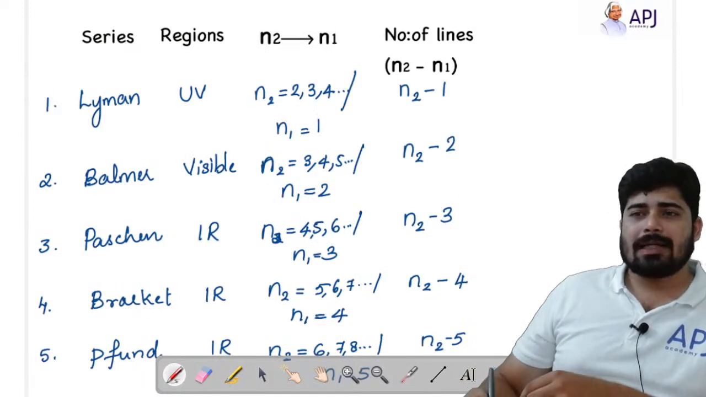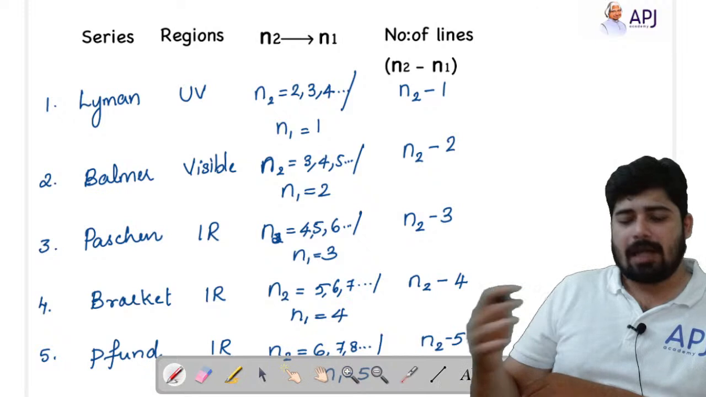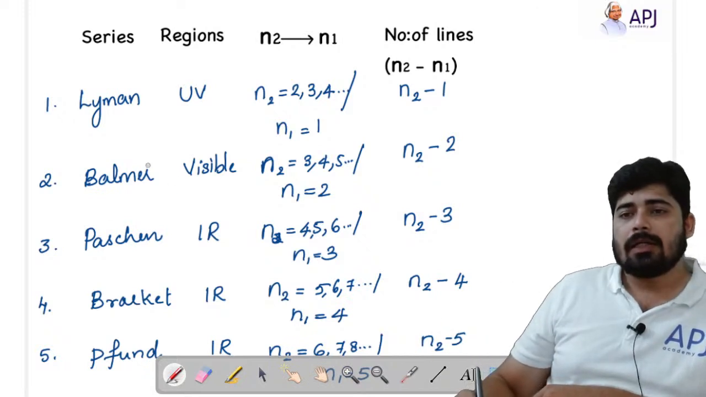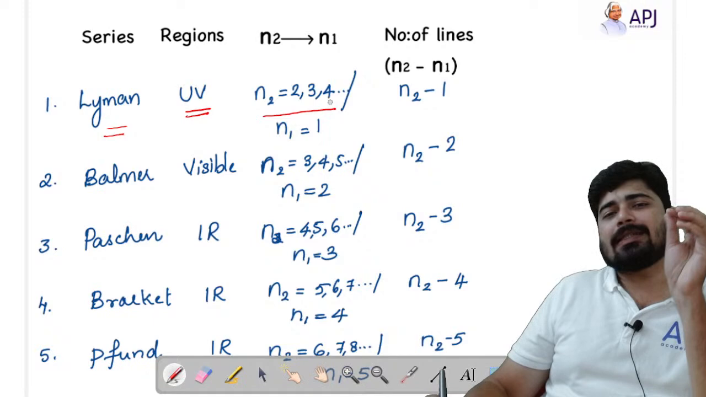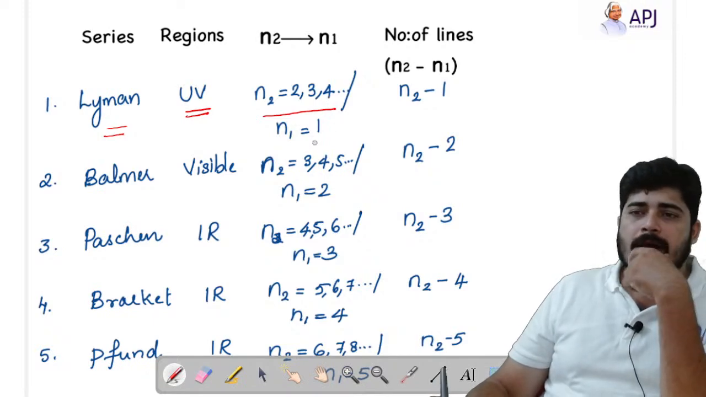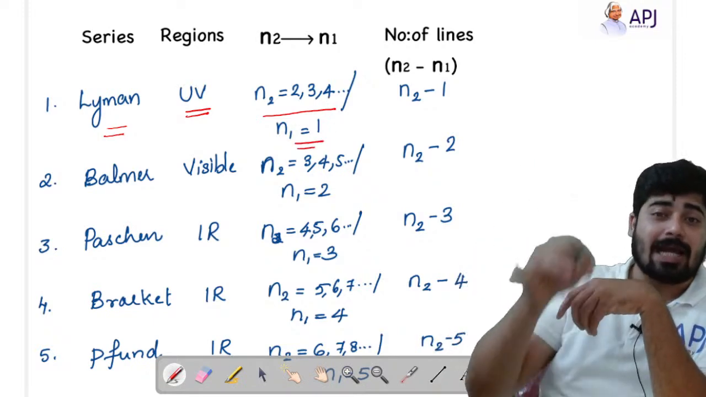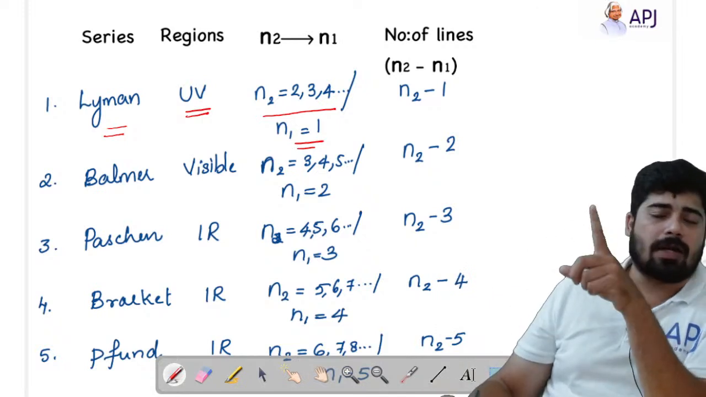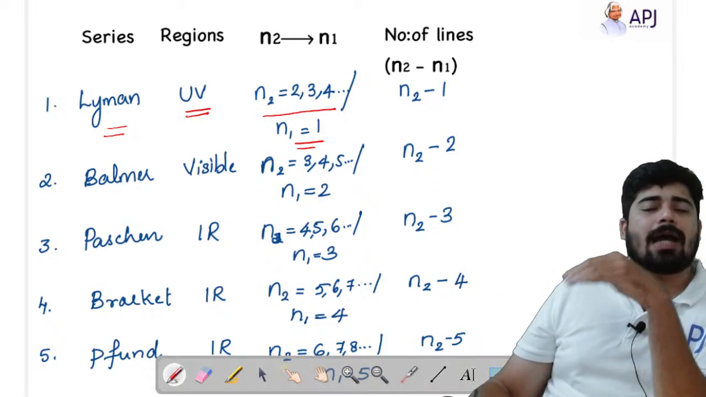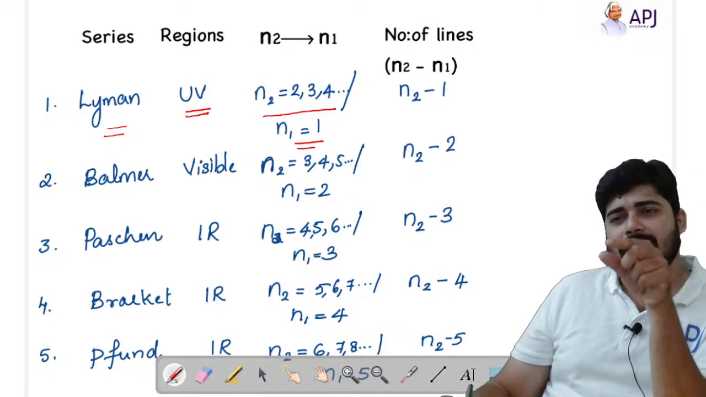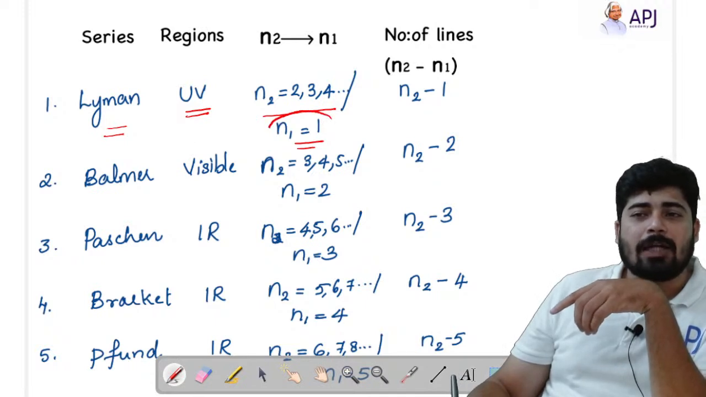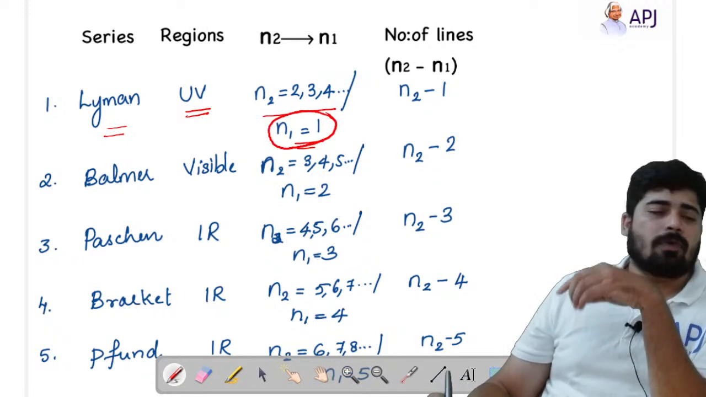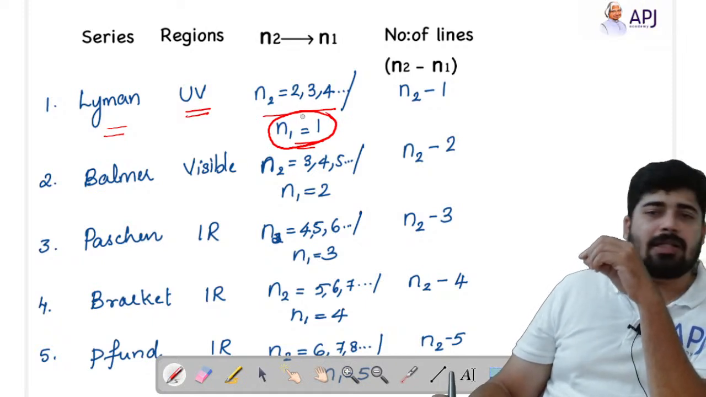Now let's move on to the next one. I just tabulated what I have shown you just now. Here you can see for the Lyman series we have the UV region, and the N2 value can be 2, 3, 4, 5, 6 and 7, maximum of 7. And N1 means to which shell it jumps, so N1 should be 1. So if N1 is 1 and N2 is 2, 3, 4, 5, 6, 7, then obviously that series is called the Lyman series. So always remember the value of N1 for the Lyman series is 1.